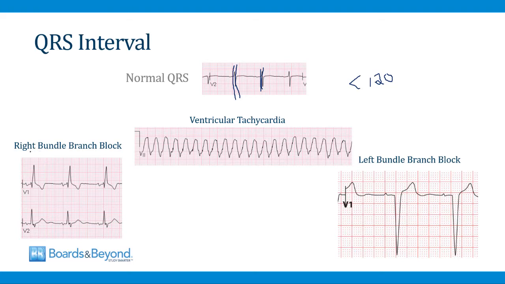First of all, if you have a right bundle branch block or a left bundle branch block, that will make the QRS complex wide. And hopefully you can appreciate, even without measuring it, that this is a wider QRS complex than the narrow one up here at the top of the screen. Same is true for the left bundle branch block. Hopefully you can appreciate that this is a wide QRS complex compared to a narrow one.